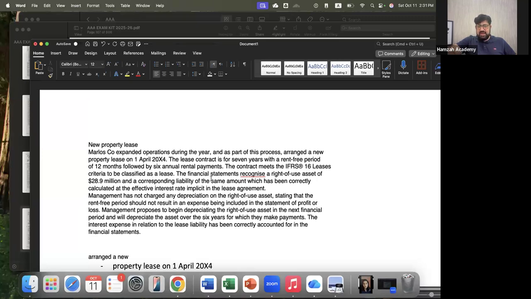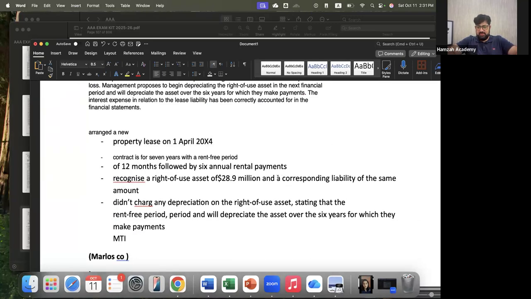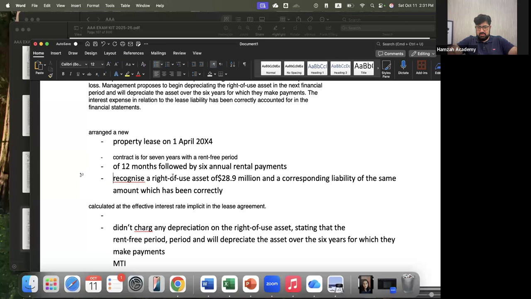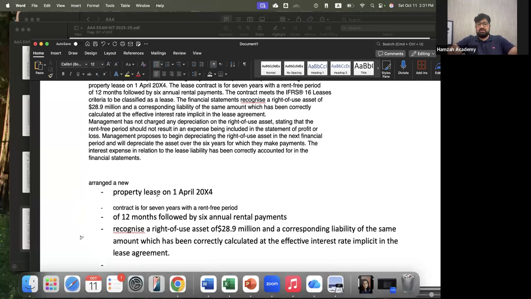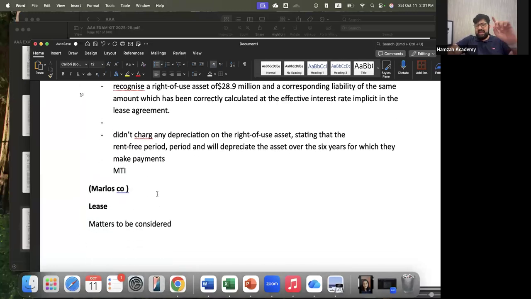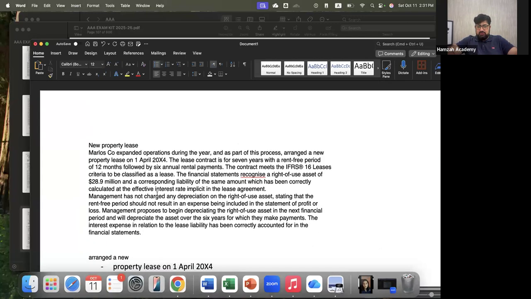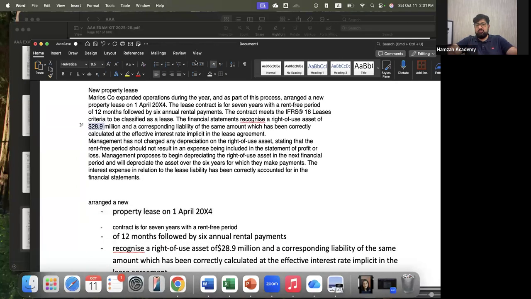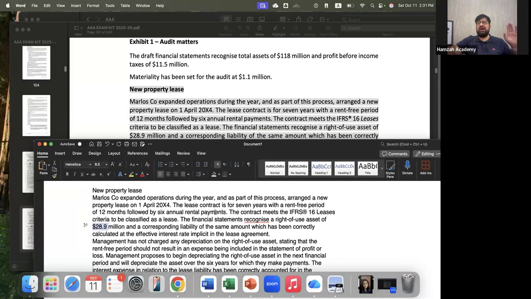Yes, lease liability has been calculated, discounted value of implicit rate, yes, lease liability. Yes. Now, this is the whole all facts. So materiality, first of all, the amount involved 28.9 million. What is the materiality threshold? 1.1 million. So it is highly material.